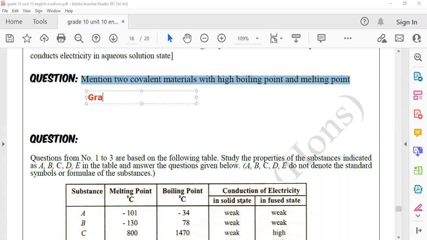So covalent lattices. Here they are asking two. These are the two lattices we know. One is graphite, the other one is diamond. So you can answer the first question. Okay, sir.